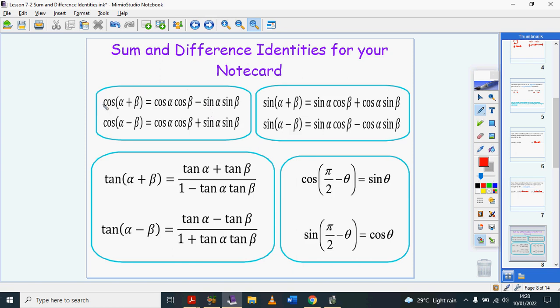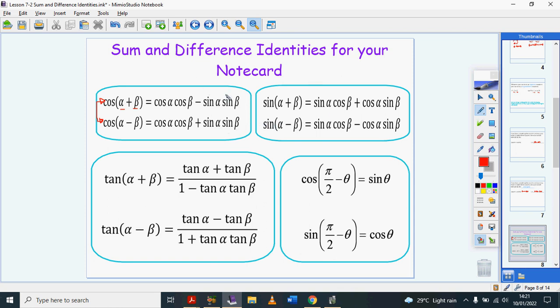Now there are proofs or derivations for these identities or formulas. If you're interested in knowing how it comes about that cosine of some angle A plus some angle B is equal to cosine A times cosine B minus sine A times sine B, I'm going to post a separate video that you can watch and satisfy that curiosity. I know all of you are interested in knowing, so that's exciting stuff.